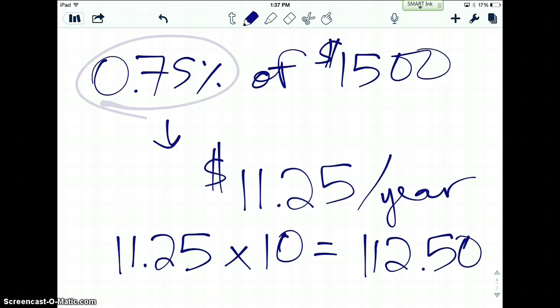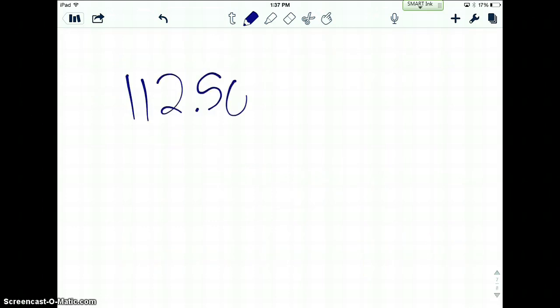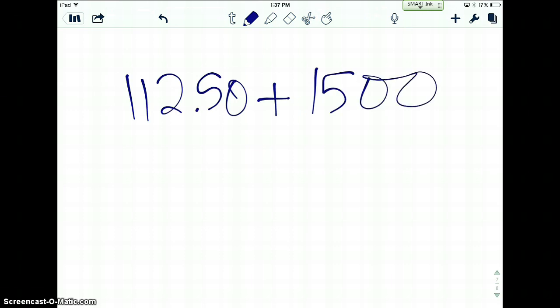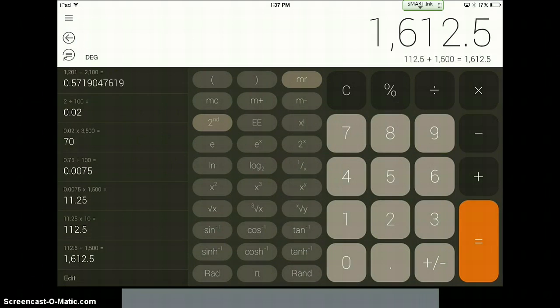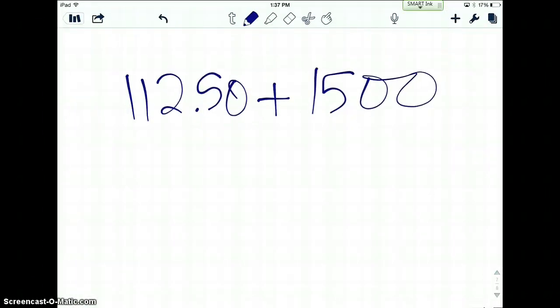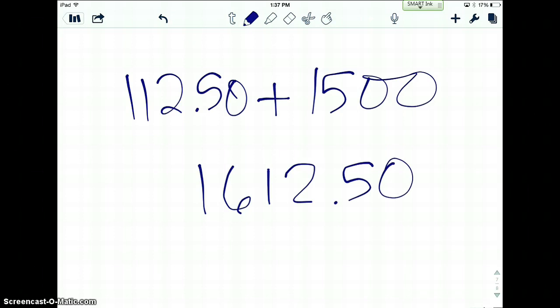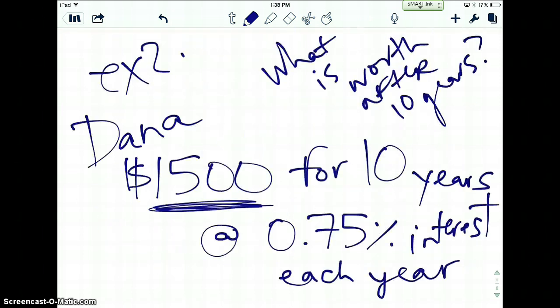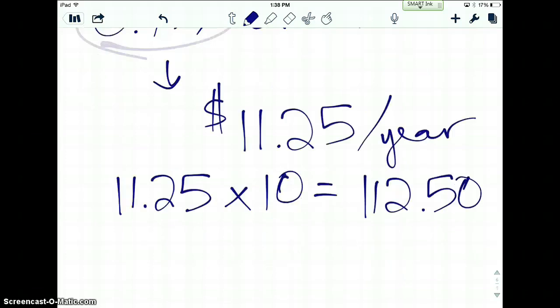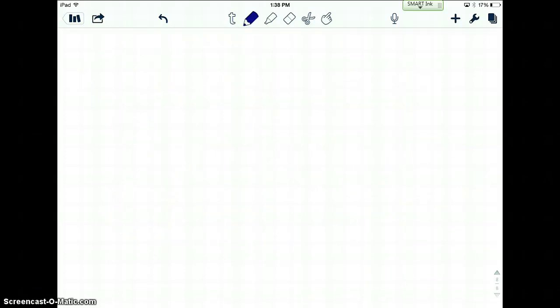So Dana here is not going to have just $112.50. She'll also have her original investment. So if I add $1,500 to this, she's at a grand total of $1,612.50. So not even close to Dan, but hey, she still made $112.50, and that was only at less than 1% a year. 0.75% a year.